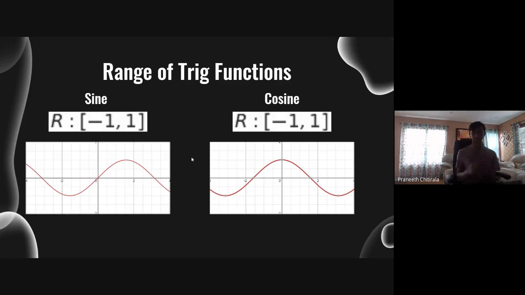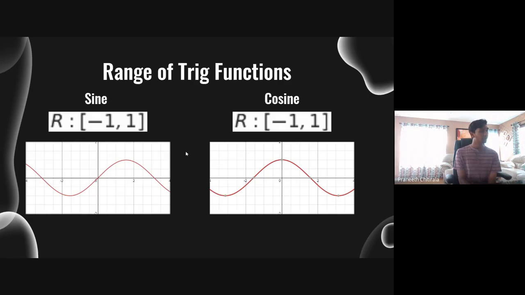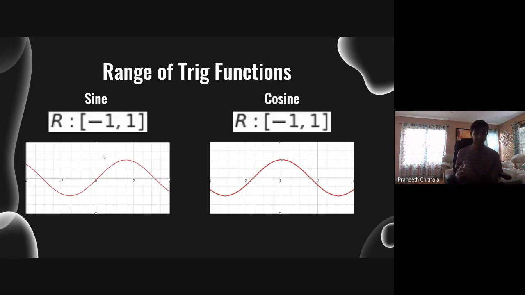So before we go into some important trigonometric limits, I'm going to discuss the range of these trigonometric functions. Range is just the set of y values the function can take. For sine and cosine, the range is between -1 and 1, meaning that the highest y value possible in this function is 1, and the lowest y value possible is -1.